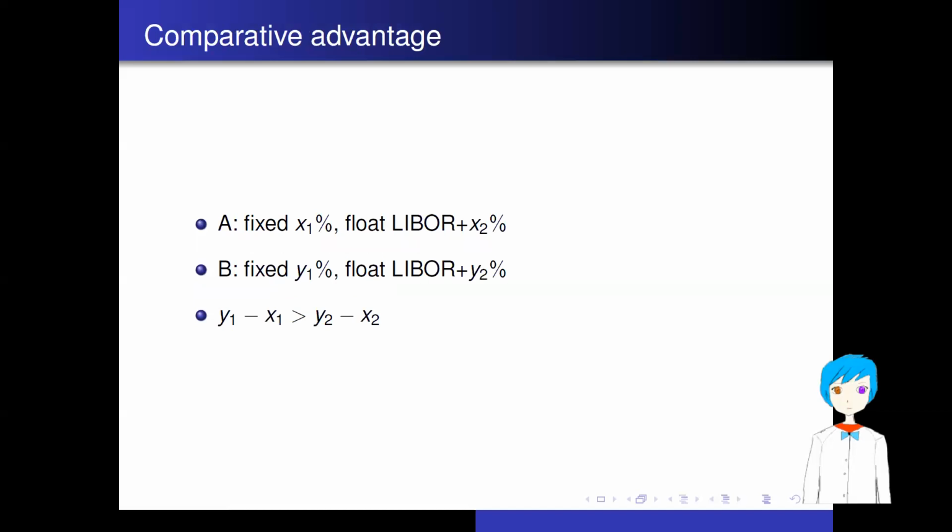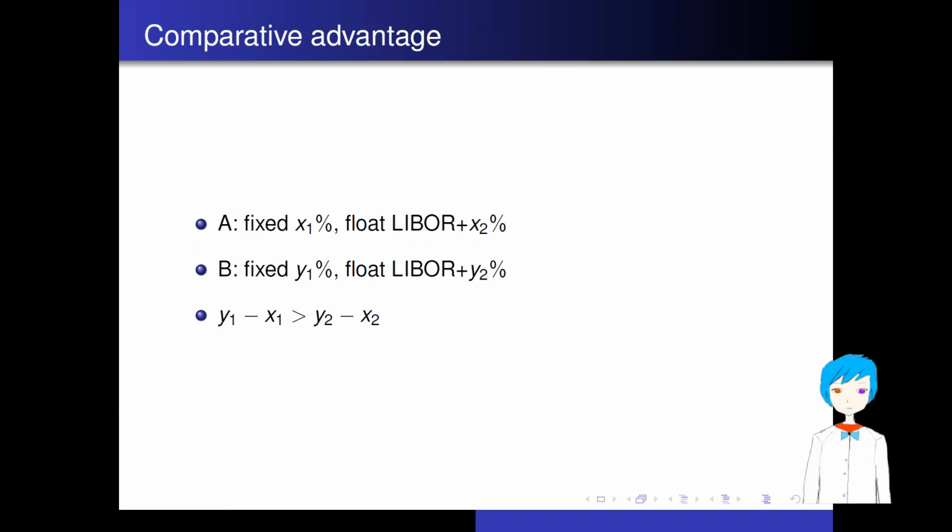With swaps, two companies can have comparative advantage and use swaps to utilize such advantage. For instance, for company A, the interest it will pay for a fixed interest rate is x1%, but for a floating rate, it will pay LIBOR plus x2. For company B, if it is paying the fixed rate, it's y1, but if it is paying the floating rate, then it's LIBOR plus y2.